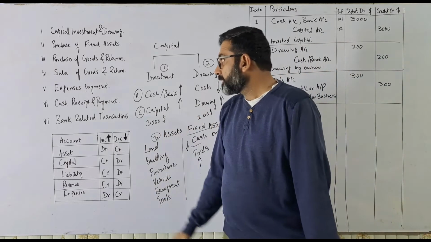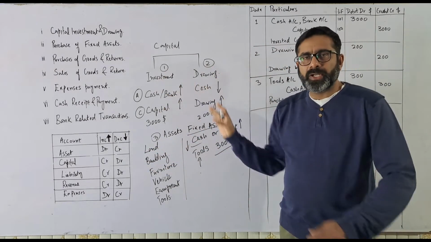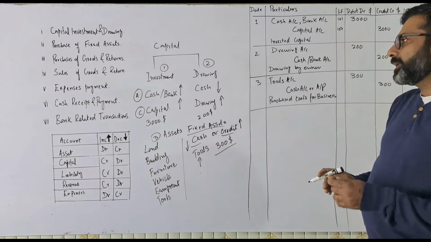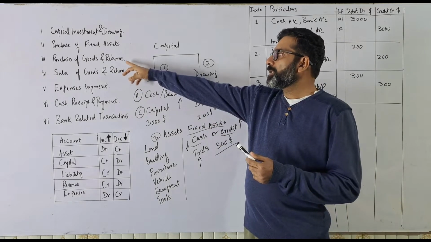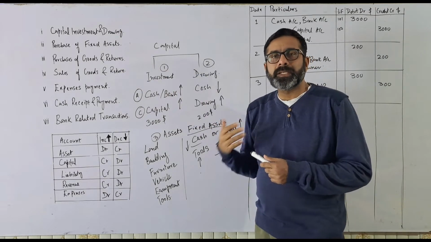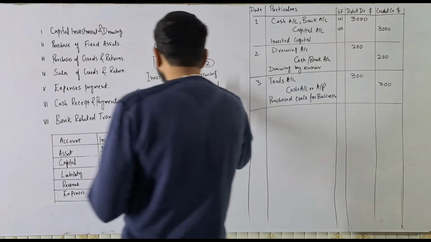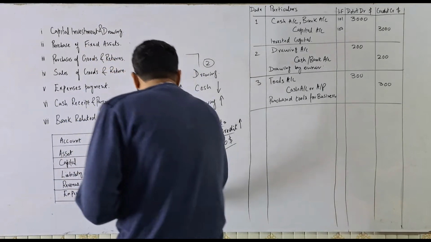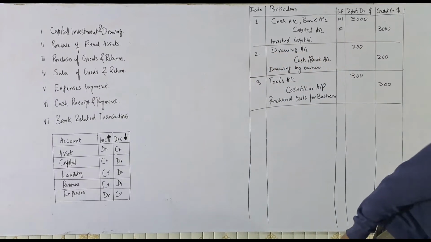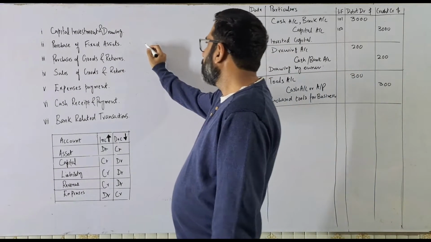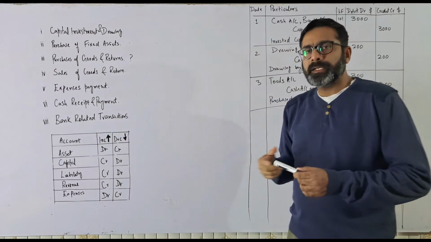So we have discussed two transactions, the purchase of the asset, and then the investment and the drawing. These are the main categories for the transactions. The next thing that we are going to start is the concept of the purchases of goods, and then the return of the goods. Now, transaction number 3 is related to the purchases of goods and the return.